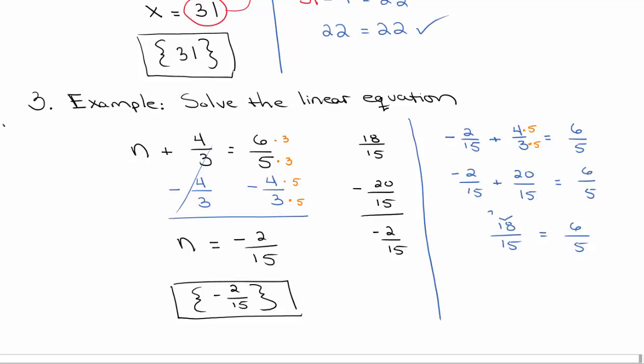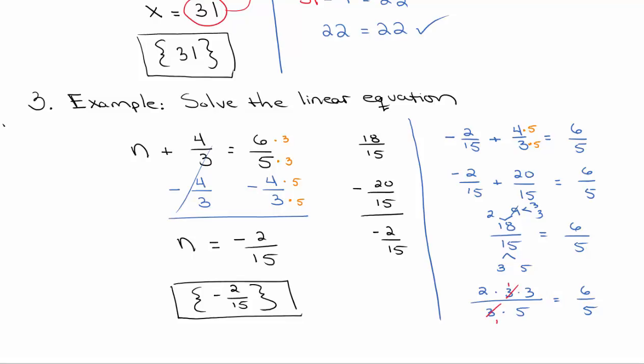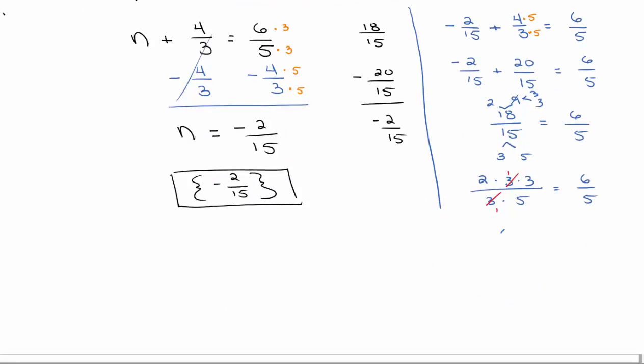Well, 18 is the same thing as 2 times 9. And 9 is the same thing as 3 times 3. And 15 is the same thing as 3 times 5. So it looks like we're going to have a common factor that we can cancel out in both the numerator and denominator. I can cancel out a common factor of 3, and that's going to leave me with 2 times 3, which is 6, over 5. 6/5 is equal to 6/5. So yes, that means that -2/15 is the solution set to this equation.